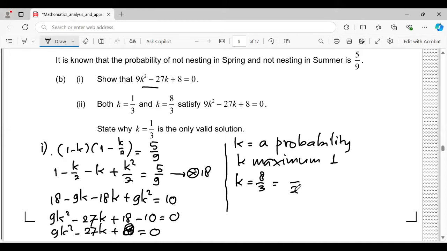This number is 3 times 2 plus 3, 2/3... this is greater than 1. So it is impossible for k equals 8/3 to satisfy this equation, because this is a probability equation. Okay, k is a probability. So that's why k equals 8/3 is not the valid solution.